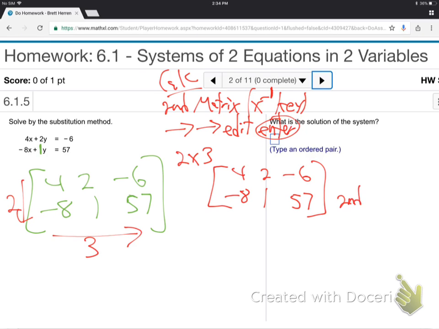And then you hit second quit. The quit key is above the mode key. You quit. So this is step 1, go into matrix and enter the matrix. Step 2, you go back into matrix, second matrix.